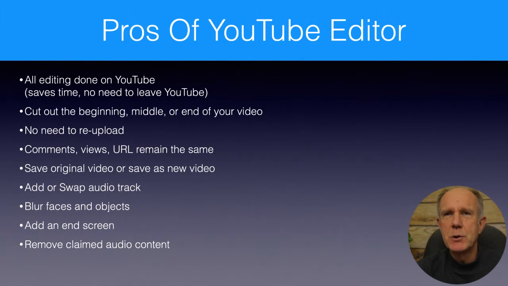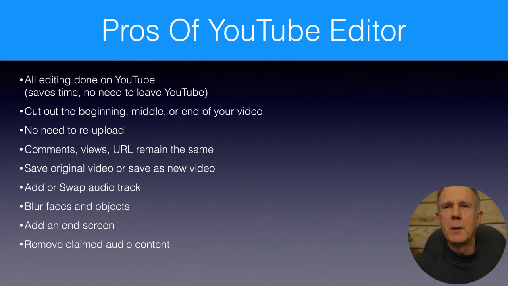Some other features: you can add a music track from the YouTube audio library, which we'll look into later. You can swap the audio track. You also have the ability to blur faces and objects, so you can blur multiple objects using the YouTube video editor. And you can also blur faces. So maybe you have a face there, somebody objected to being in the video, then you can blur the face.